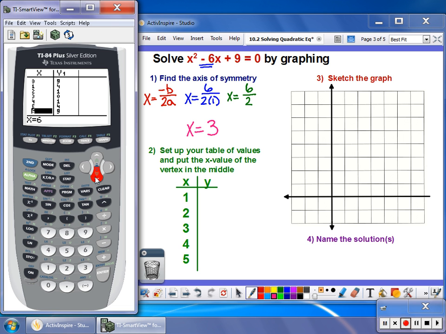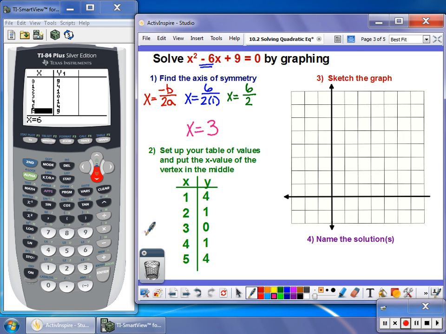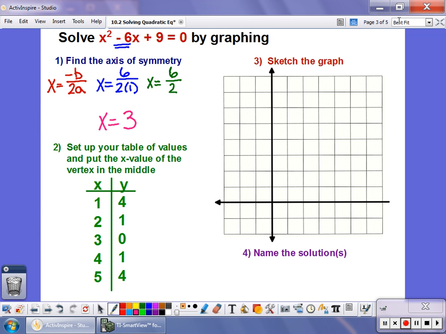There they are. And I can see my y values right here. So I'm going to use these y values to finish my table. Now that I have all these ordered pairs, it's time for me to just graph them. So we'll come over here, we'll take this, 1, 4, I'm going to go over 1, up 4, and sketch my graph.